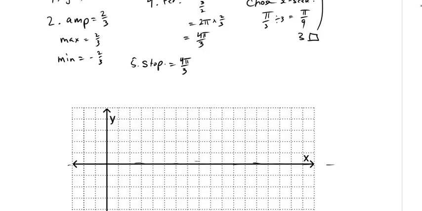So here we go. I'm counting 3 squares. Goes to pi by 3. 1, 2, 3 squares is 2 pi by 3. 1, 2, 3 squares is 3 pi by 3 or pi. 1, 2, 3 squares is 4 pi by 3.